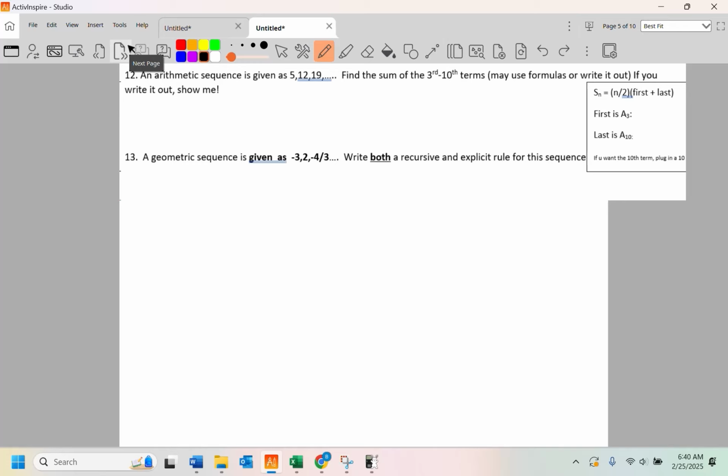An arithmetic sequence is given as 5, 12, 19. Find the sum of the third through the 10th terms. Okay, cool. Well, this is the third term.